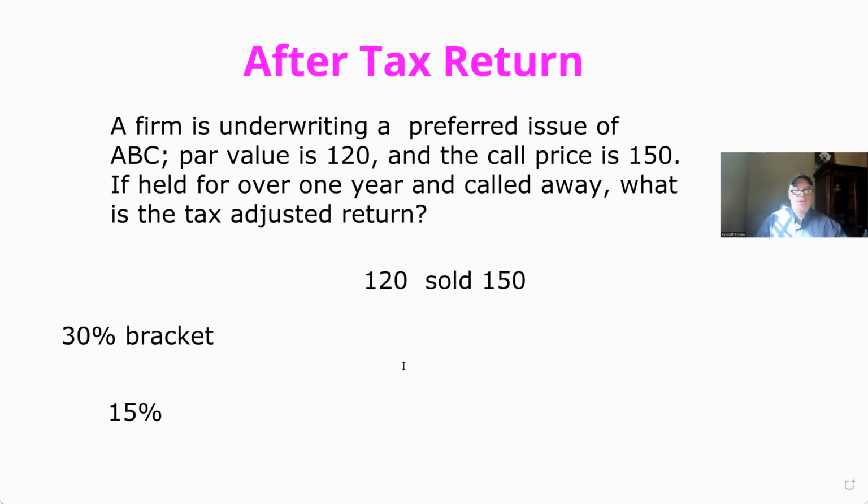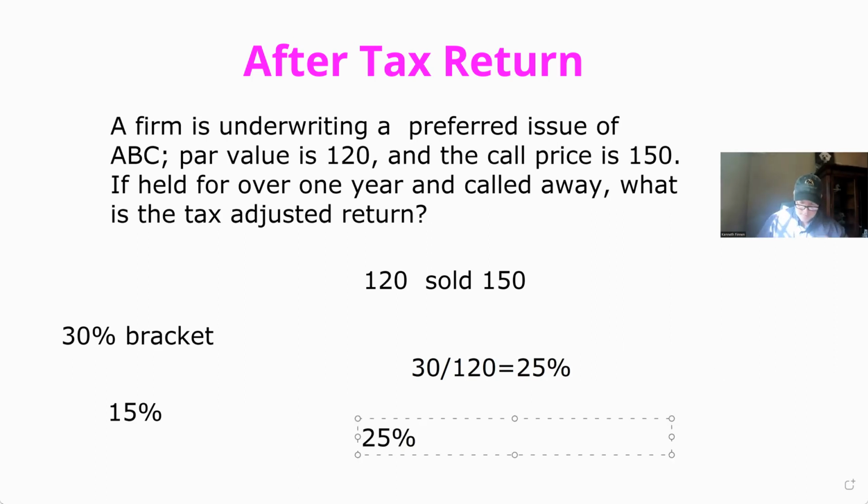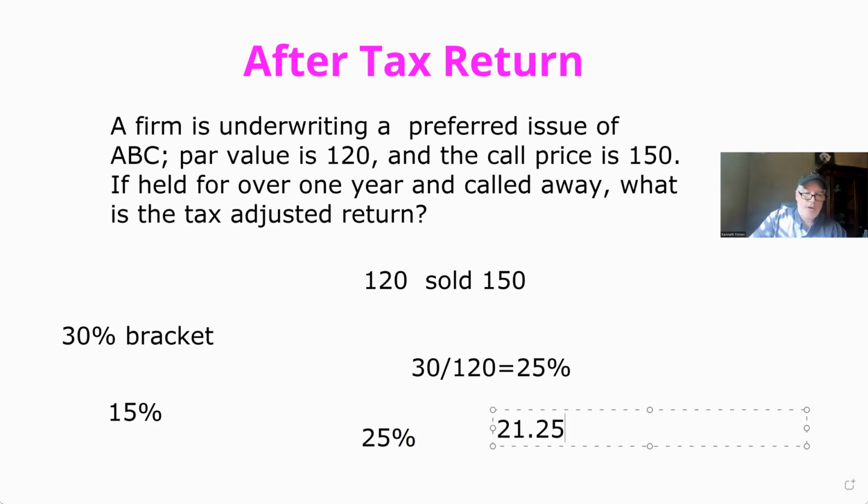We're going to make $30 divided by 120. We know that equals 25%. We're going to take the 25% times 0.85, which equals 21.25. So we're good. Your after-tax return here is 21.25%.